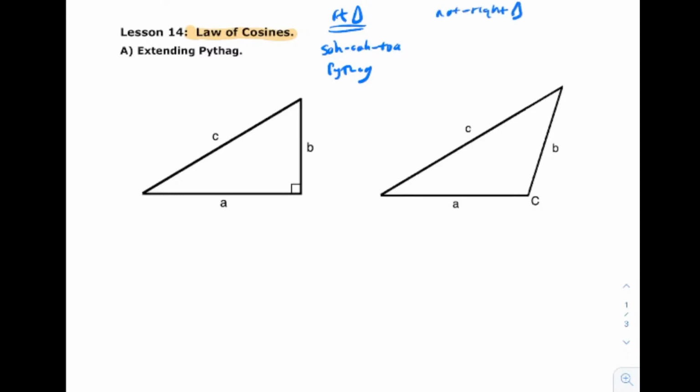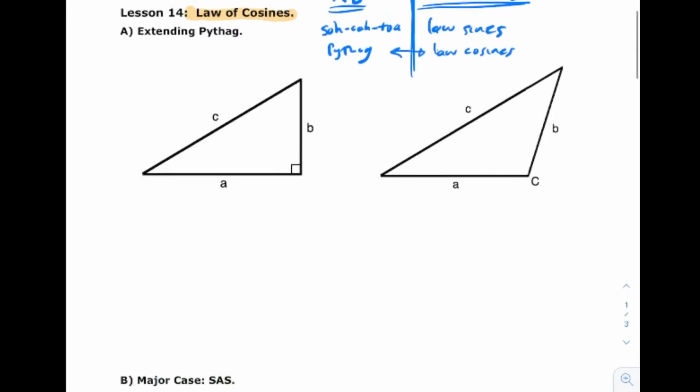And I said if you have a not right triangle, then you can't use SOHCAHTOA, you can't use Pythag, not on a not right triangle. But you can use the law of sines, which is something that we saw last time. And then it turns out there's another thing you can use called the law of cosines, and it also turns out the law of cosines is pretty closely related to the Pythagorean theorem, actually. So I'll show that in action right here.